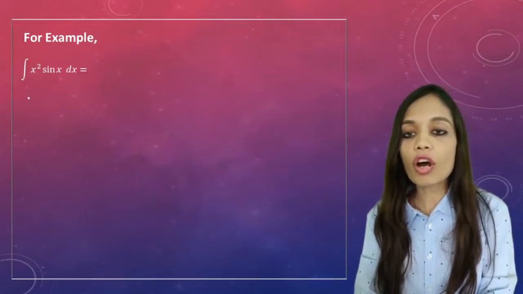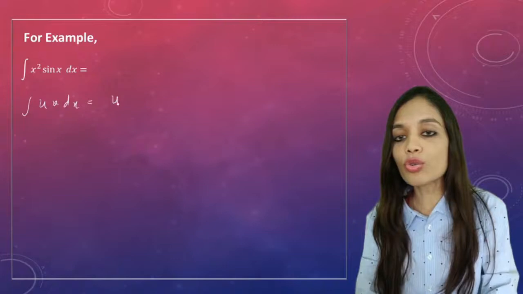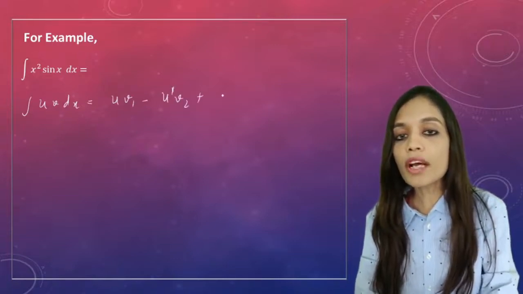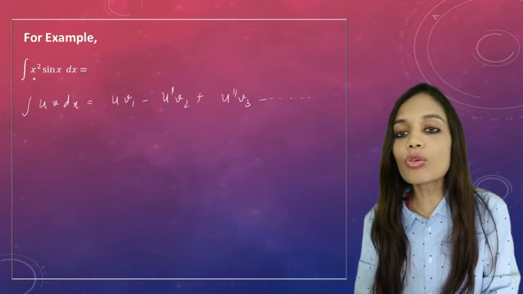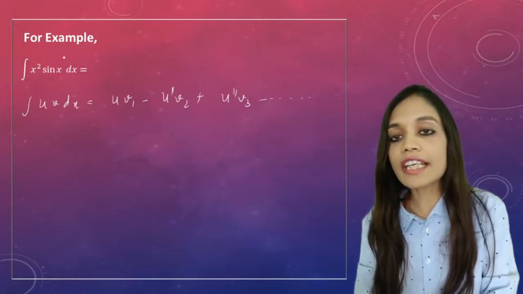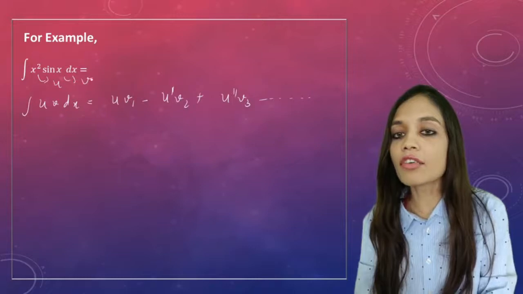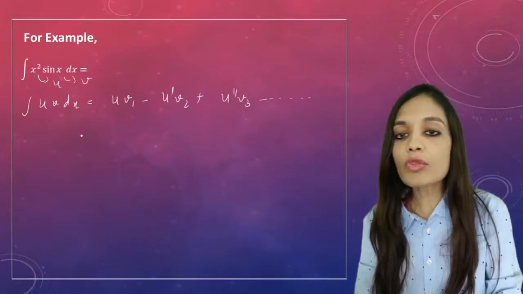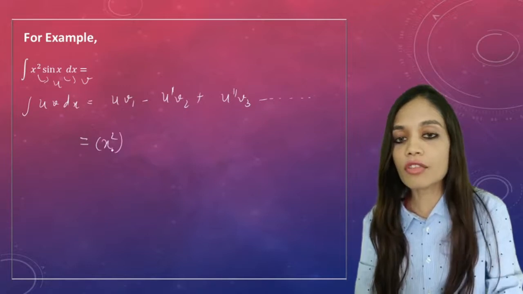So we all know our Leibniz rule is given by integration u v dx, that is equal to u v1 minus u dash v2 plus u double dash v3 and so on. Here, using our LIATE rule, a comes first and t comes afterwards. So this is our u and sin x is our v. So we start putting the values of u first. So u is our x square.